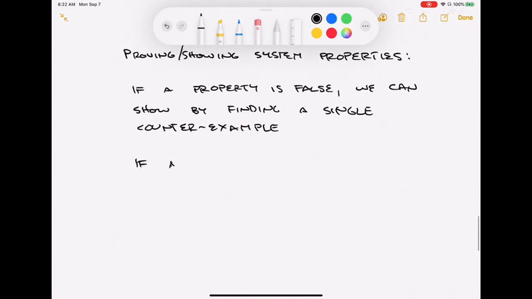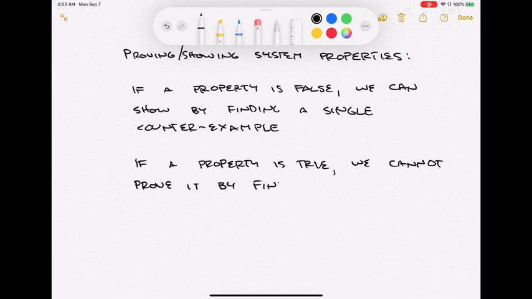If a property is true, we cannot prove it by finding a single example. We must show it in general.